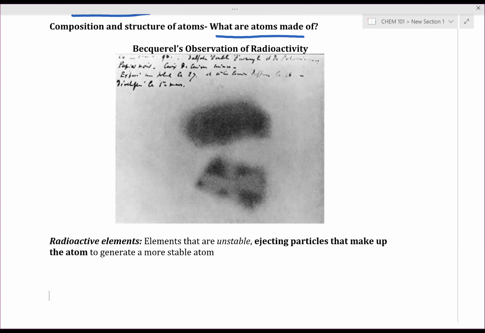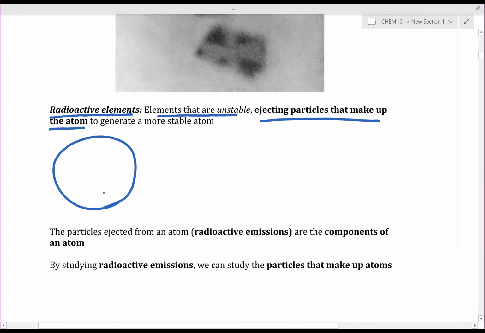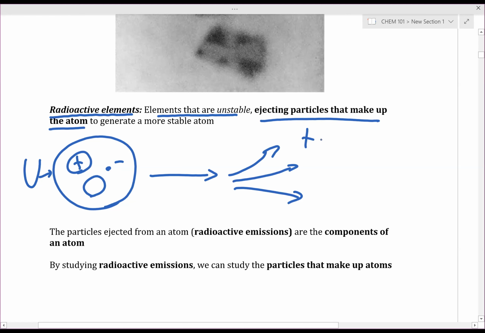So, to help us understand what Becquerel was observing in this picture, we have to first understand what a radioactive element is. A radioactive element is a wonderful tool for studying and looking at the composition of atoms because it is unstable. It's an atom that is unstable. And as a result, it will eject the particles found in the atom into its surroundings. So let's suppose we have a radioactive atom, such as uranium, for example. It has various subatomic particles, and as it decays, it will shoot out and emit these fundamental particles that make up an atom.